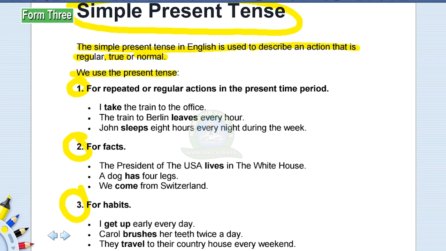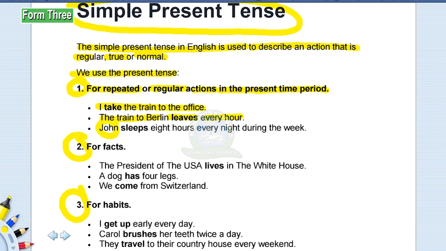So, number 1, we use it for repeated or regular actions in the present time period. In the present time period, we use it. Examples can be like this: I take the train to the office. Or you can say, the train to Berlin leaves every hour.